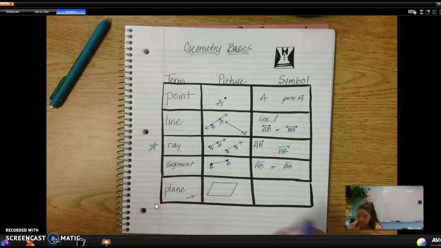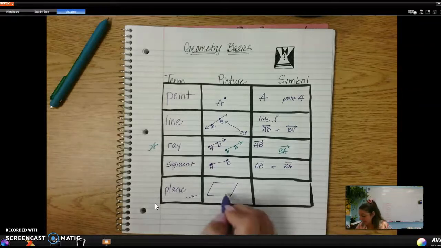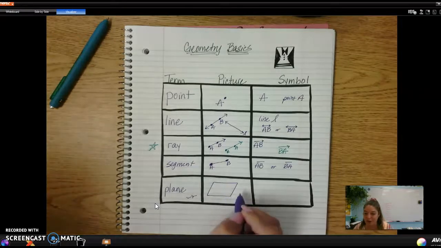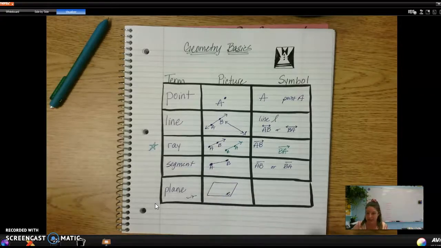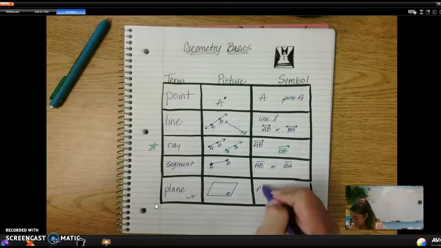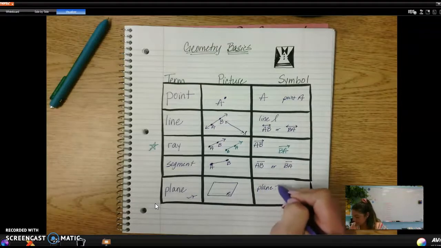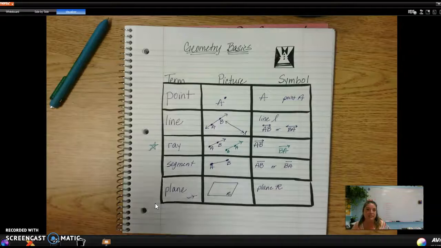And then sometimes you're going to see a capital cursive letter in one of the corners, and so maybe there's like a fancy R, okay? And so you're going to write, hey, this is plane R, and you make it this fancy thing.